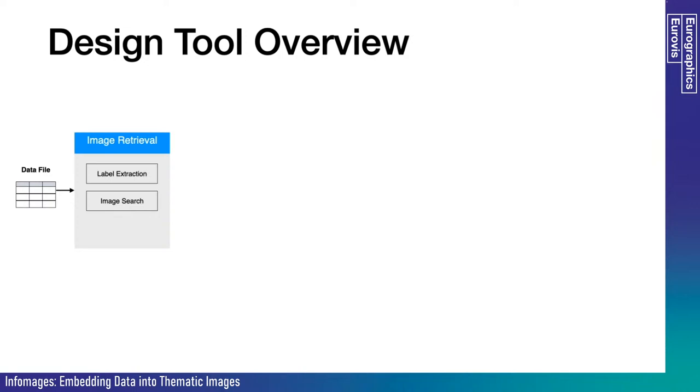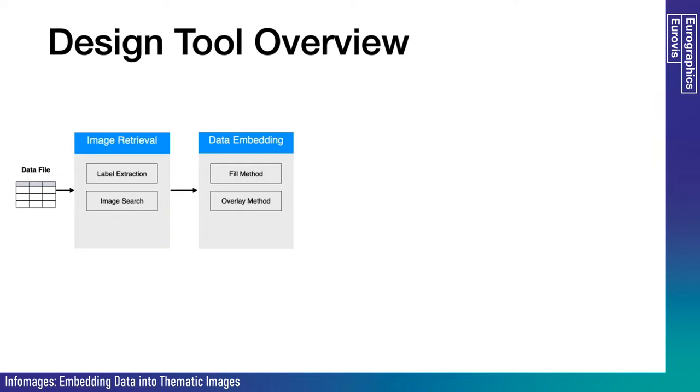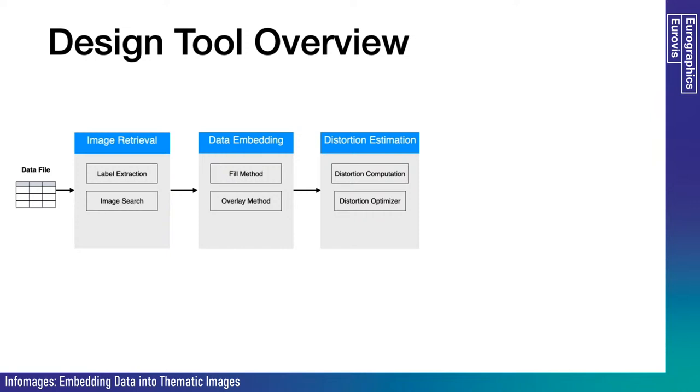Once the images have been retrieved or the user imports an external image, the user moves on to the data embedding process. The user can select from 2 of the surveyed embedding methods, fill and overlay. Each method supports multiple chart types. The embedding methods can at times cause some chart distortion. Thus, the next step of our tool is to estimate this distortion. Based on previous studies, we develop methods to compute the amount of distortion introduced to a graphic. We also develop methods to optimize the distortion.